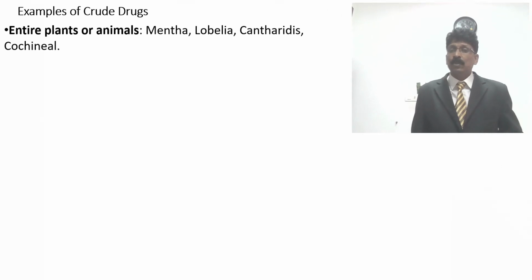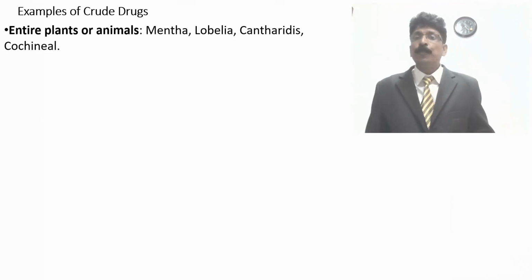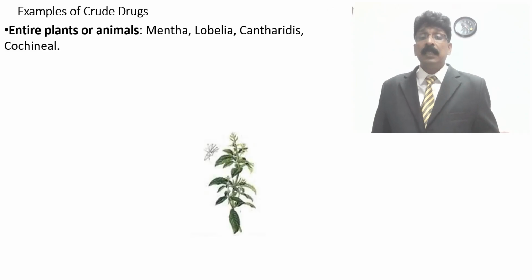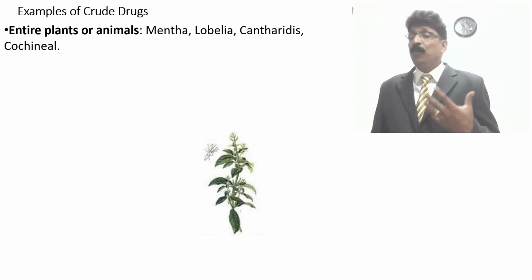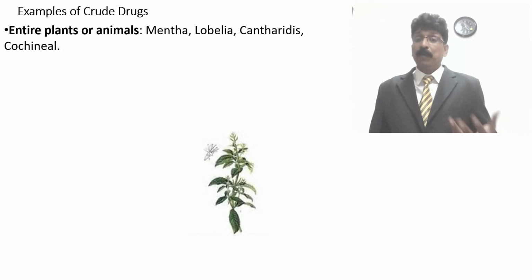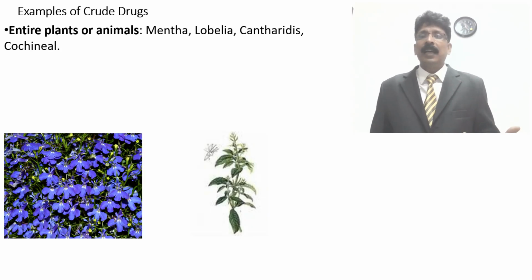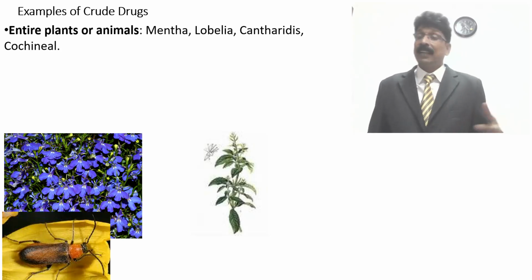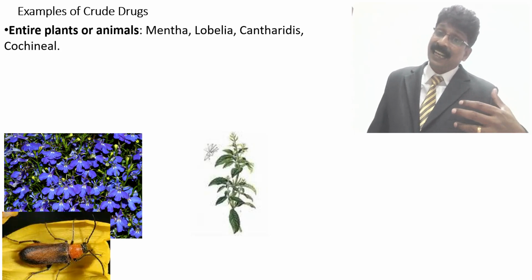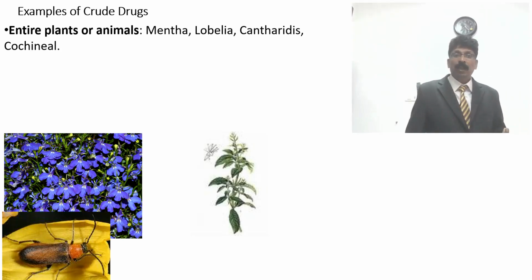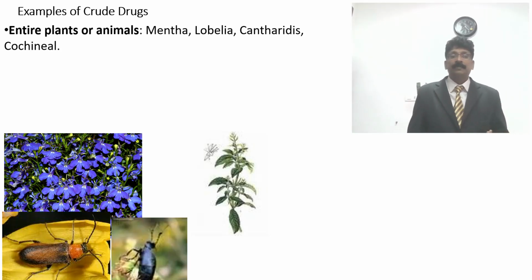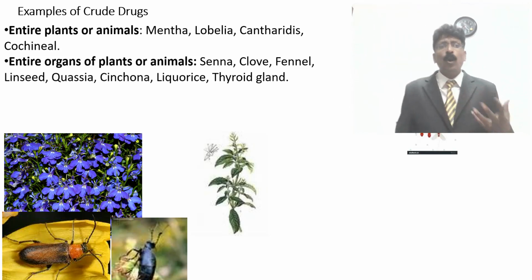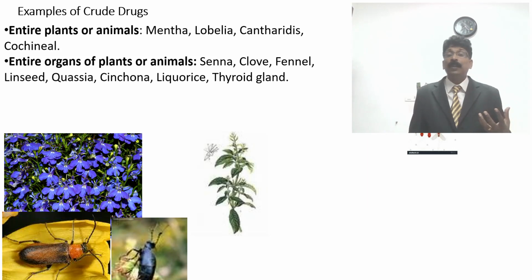Example of crude drugs. Entire plants can also be a crude drug. Like the mentha plant, the whole plant is used as a drug and is also a very good flavoring agent. Entire plant: Lobelia. Cantharides, or Cantharis, is an animal, an insect. Cochineal. All of these are whole plants and whole animals that have been used.